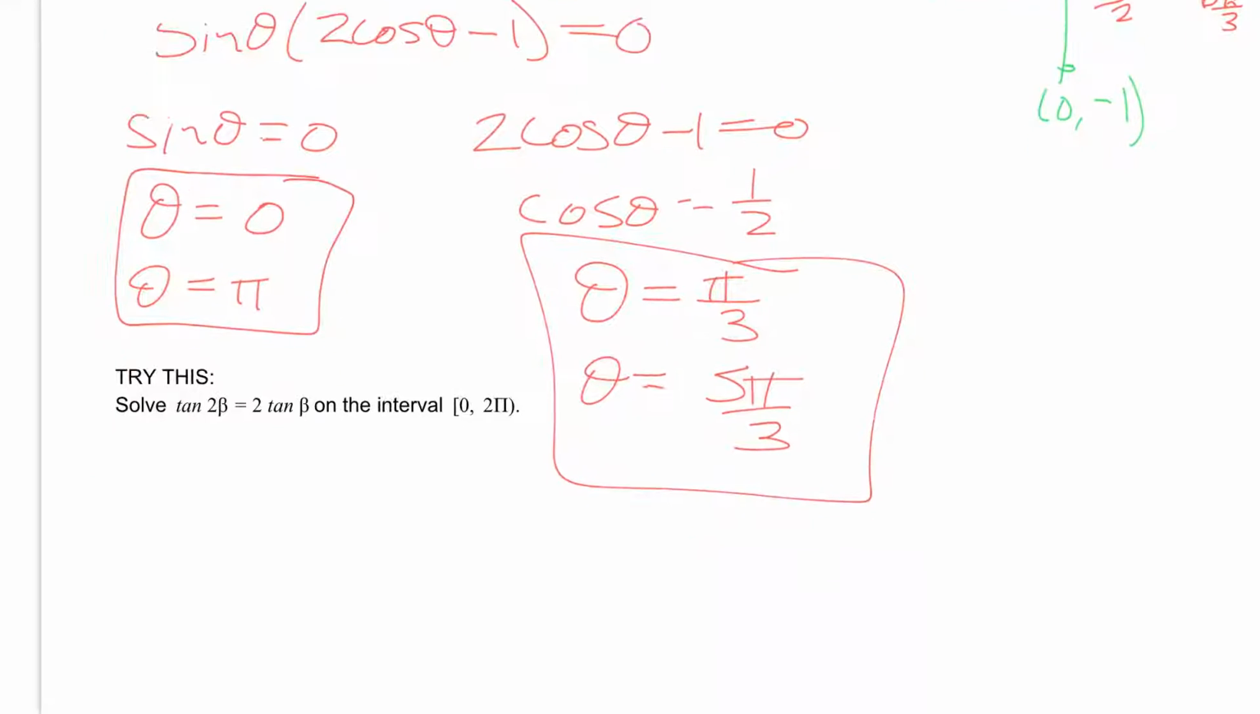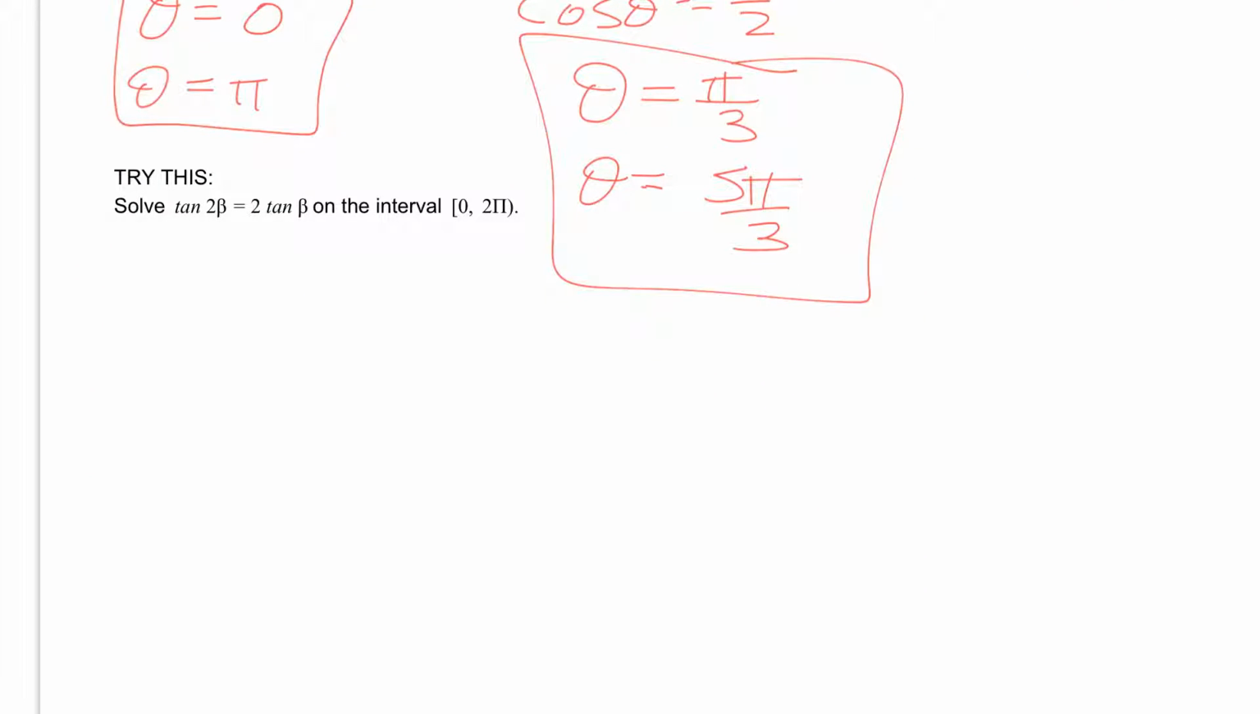Next, I'd like you to go and do the try this. So go ahead and pause it, unpause it when you're ready to check your answer. If you did the try this correctly, you should get beta to equal 0 or pi. If you have questions on how to get that, please let me know.